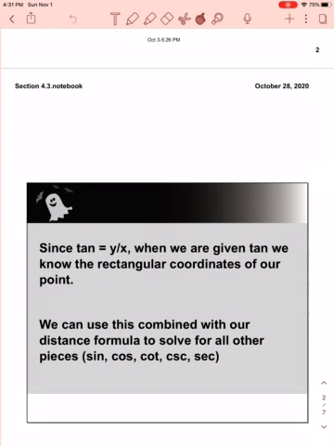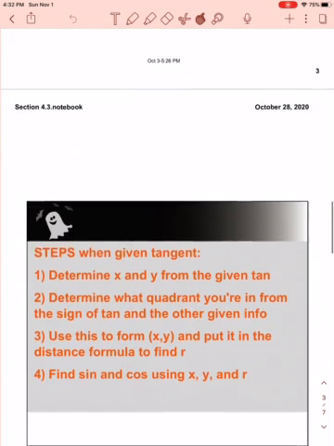So tangent's y over x, so when you're given tangent, you already know your coordinates, okay? Then you use those coordinates to find r with your distance formula, and then you use r to find all the other functions, okay? So this really isn't too much more work than what we've been doing. We just have to find r, which we know how to do.